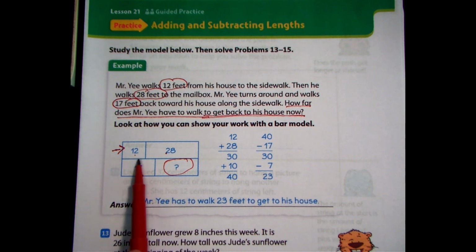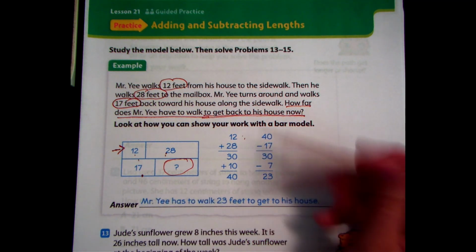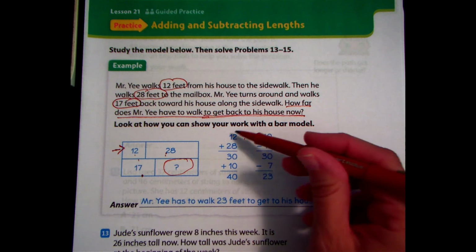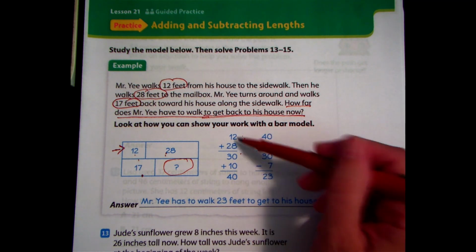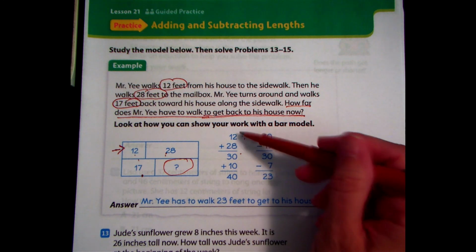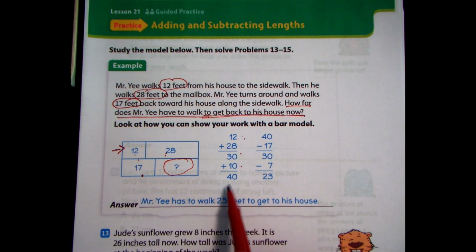So if I add 12 plus 28, which you can see they did here on the side, 12 plus 28. Now they started with the tens. 10 plus 20 is 30. Then they added the ones. 8 plus 2 is 10. And then they added 30 plus 10, which gave us 40. So he is 40 feet from his house to the mailbox.